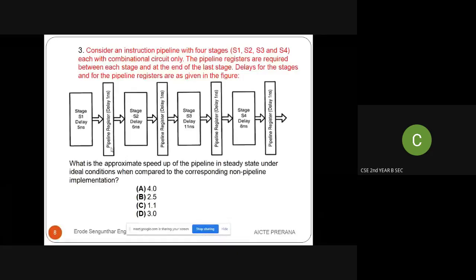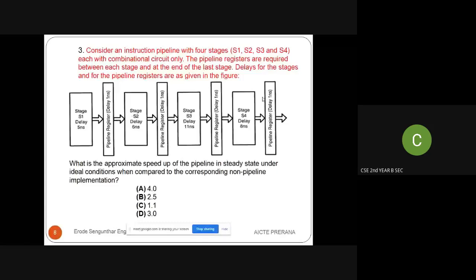But with the pipeline, this delay will be included. How much delay? 1 plus 1 plus 1 plus 1. So 4 nanosecond delay will be there in pipeline register delay when we are going for pipeline. But without pipelining, when these instructions are carried out, there will be no delay. Just these instructions will be processed sequentially, one after the another. So that is only they have given.